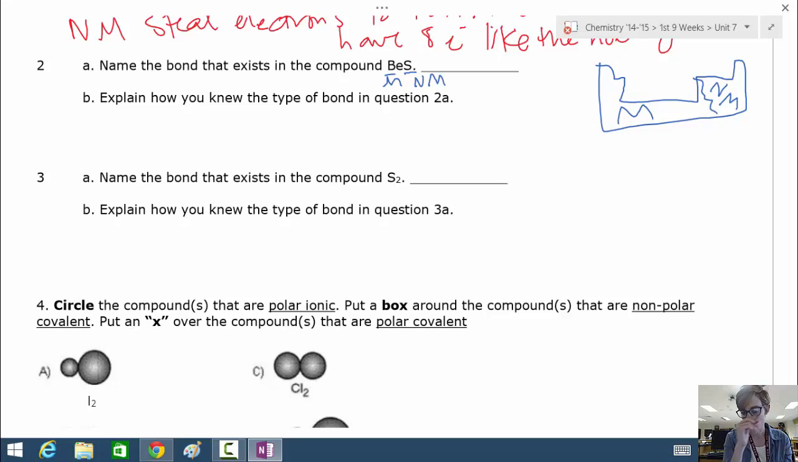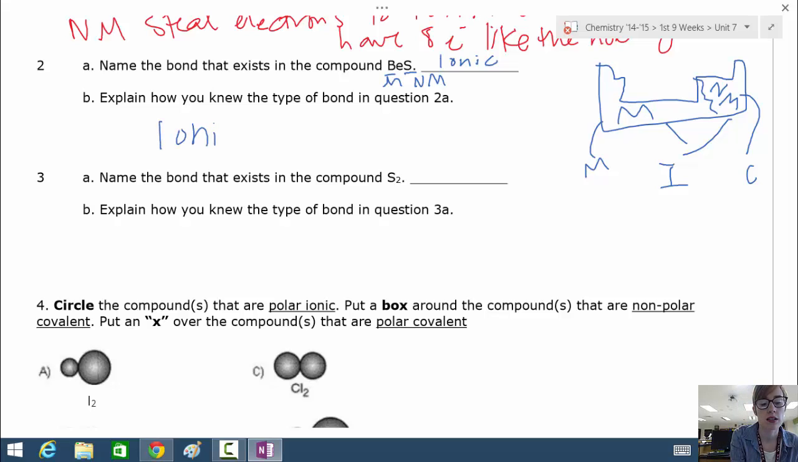Okay. So anytime you have a metal and a nonmetal, it's an ionic bond. So whenever we're mixing these two together, it's ionic. Whenever you only have nonmetals, it's covalent. Whenever you only have metals, it's metallic. So if we had to explain why we knew what type of bond it was, we would just say ionic bonds are anything between a metal and a nonmetal.